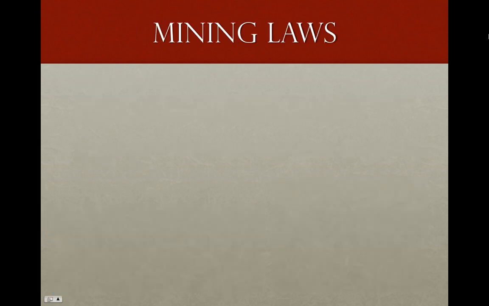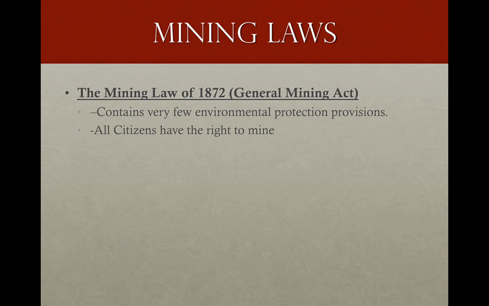Next, we need to talk a little bit about legislation. So the AP exam loves to talk about laws and what laws regulate environmental issues. So there's two we need to know for mining. The first law is in 1872, and it's called the General Mining Act. This was basically a way for the government to encourage people to mine because they wanted to boost the economy. So we're talking about probably right around the time of the gold rush. And they were basically saying all citizens have the right to mine in the United States.